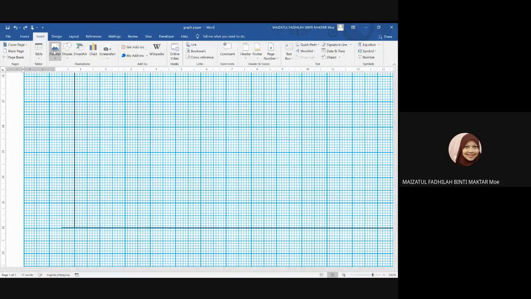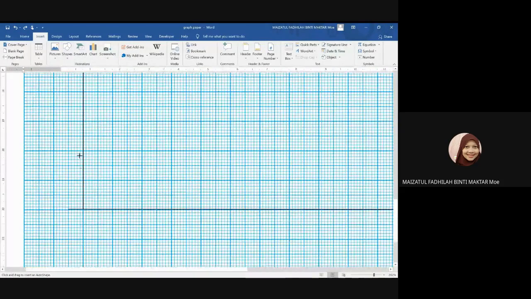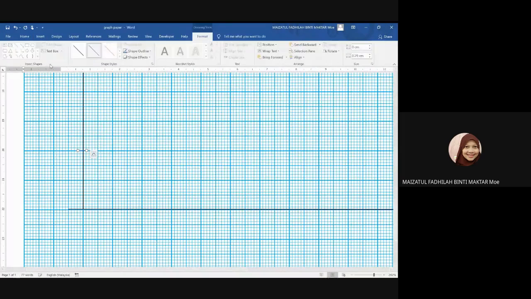Not very accurate. So when you want to draw a graph like a line graph or a bar chart, when you scale it, it must be properly on the line. Like this one, 2 units equal to 1. And also not very accurate, do like this. Then continue and draw the label.